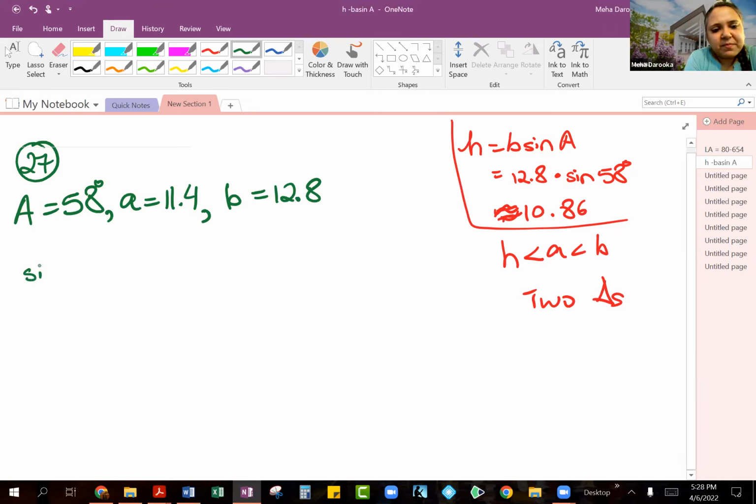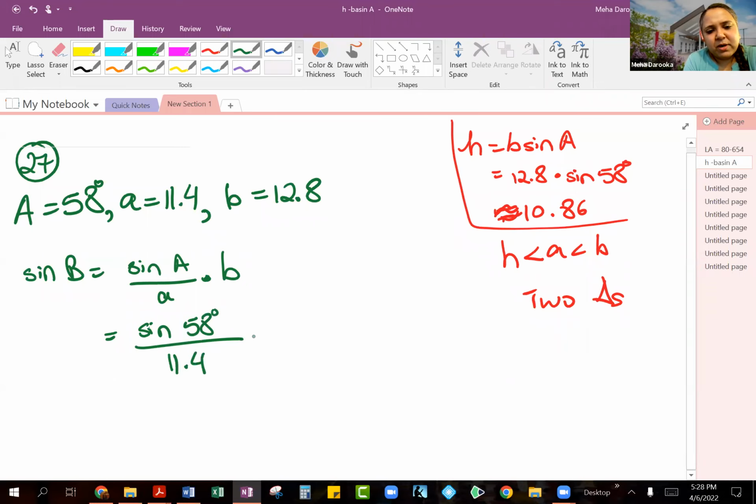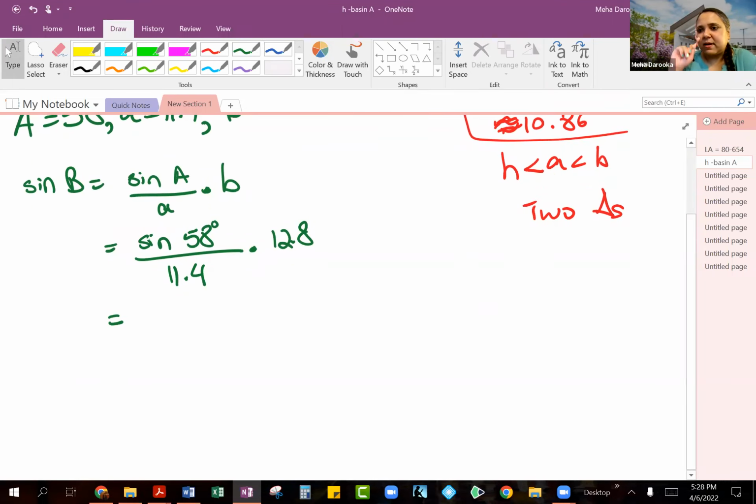Alrighty, so as usual, start by taking your sine B, and that will be sine of A divided by side A and then multiplied with side B. That will be sine of 58 degrees over 11.4 multiplied by 12.8. And again, remember, this will give you sine of B, and then you will have to do the arc sine or sine inverse to find what angle B is going to end up becoming.